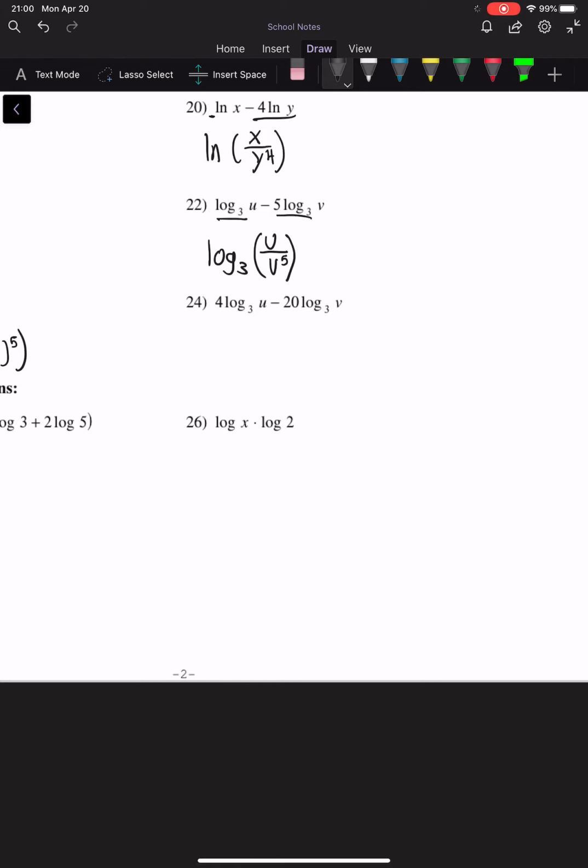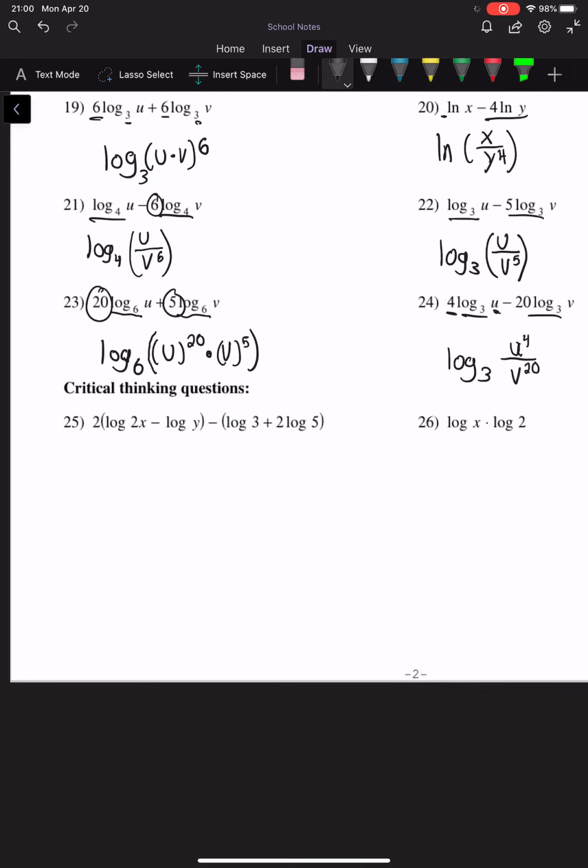And question number 24. Both of them have log base 3. And our u is going to be raised to the 4th power because the 4 is in front of this one. And now we're going to divide it because it's the difference of the two logs of v. Let me distinguish that u better. Okay, now it's good. To the 20th power.